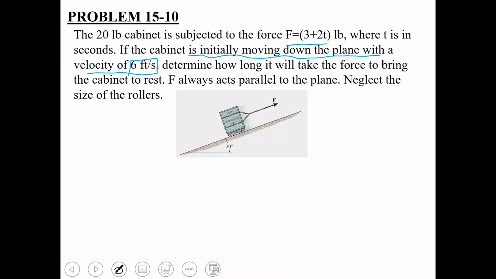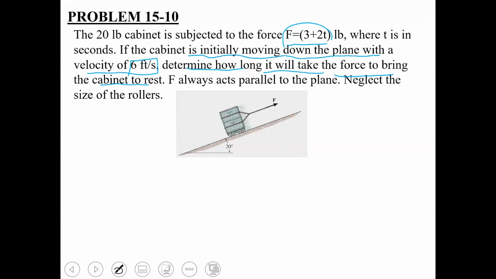So condition क्या given है आपको कि initially the cabinet was moving down this inclined plane at a speed of 6 feet per second. You need to determine how long it will take the force to bring the cabinet to rest. So the cabinet was traveling down the incline. You applied this force on the cabinet, which is being applied up the incline along the incline axis. This force has a variable magnitude of 3 plus 2t. It means that with the passage of time, the magnitude of the force is going to increase. You need to find out how long will it take for this force to bring the cabinet to rest.